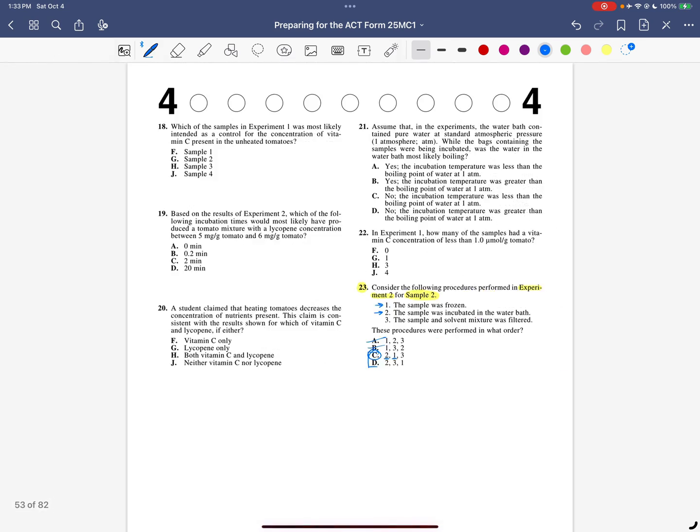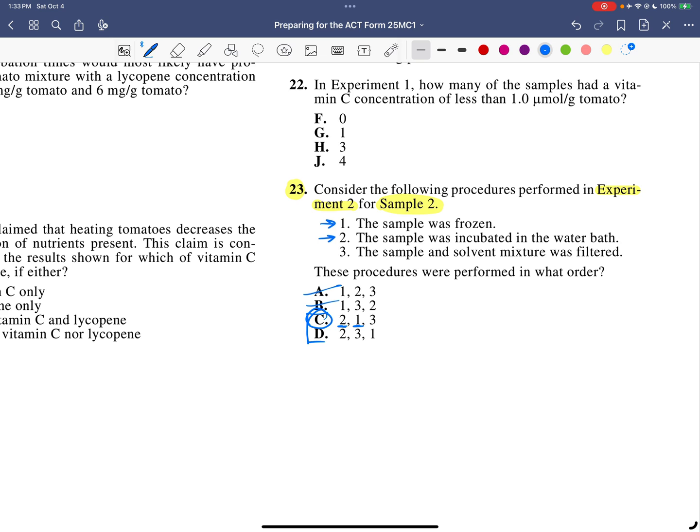All right, does that check out? Over here, we're saying that first the sample was incubated, and then it was frozen, and then later on it was filtered. So we're looking for 2, 1, 3. Yep, so the answer for 23 is C.